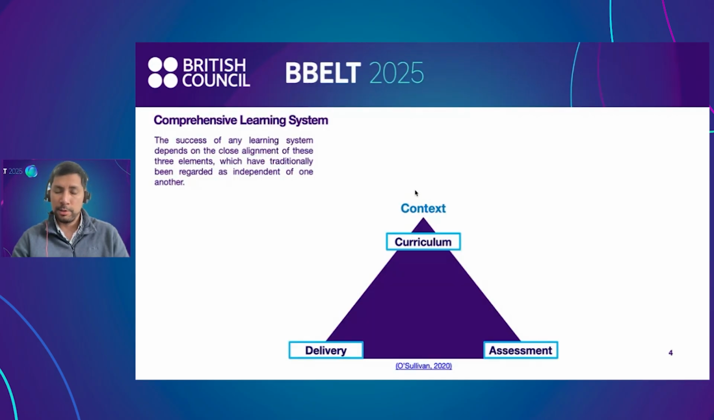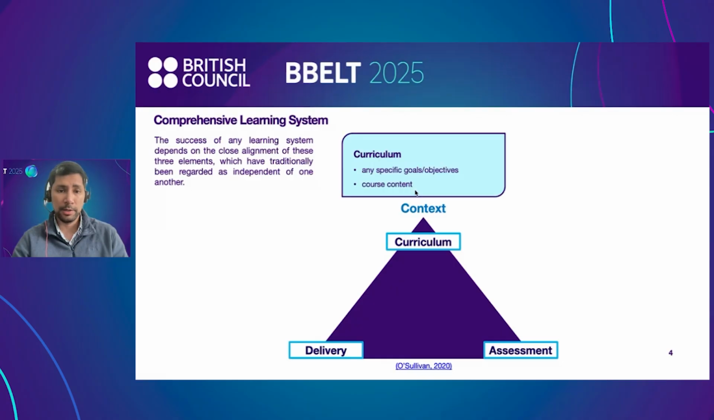So in 2020, Barry O'Sullivan published an article on the comprehensive learning system. And what you can see on the slide is a triangle which represents an education system, with each of the 3 points representing an element of the system. So firstly, you've got the curriculum, which includes any specific goals or objectives and course content.